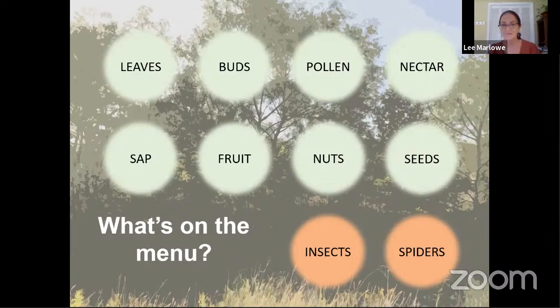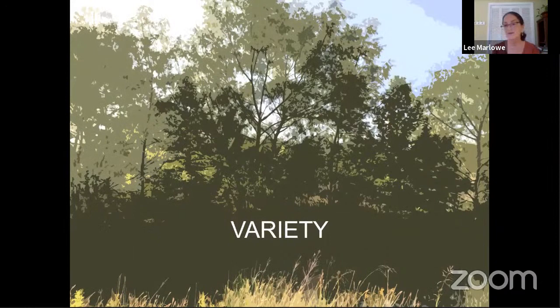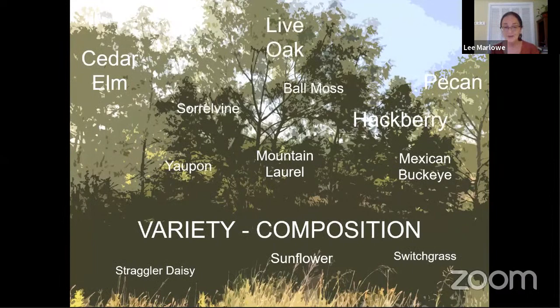And so what that is really is variety. As any good buffet would have, there would be a variety of options that the guests could come in and use, and you would most likely, if you've got a lot of variety, have options that they would use. In a natural plant community, we call that biodiversity, that variety in species.